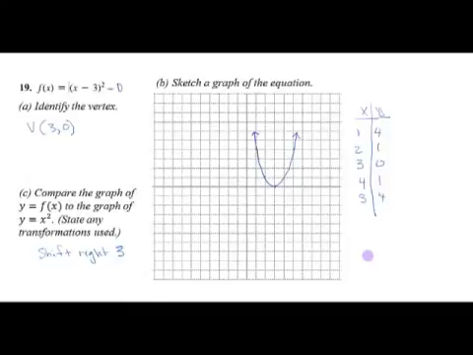Now, when we say shift right 3, you want to make sure that you're using the correct language there. Don't say shift over. That's not specific enough. Over could be left or right. So you need to say either right or left when we have a horizontal movement of that function.